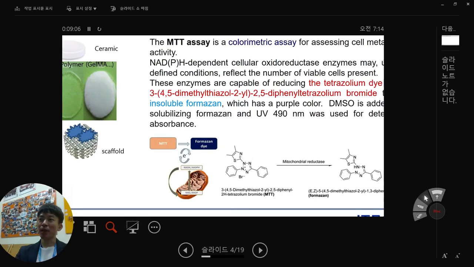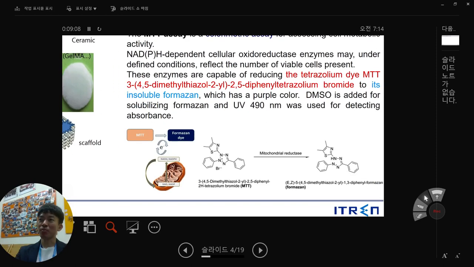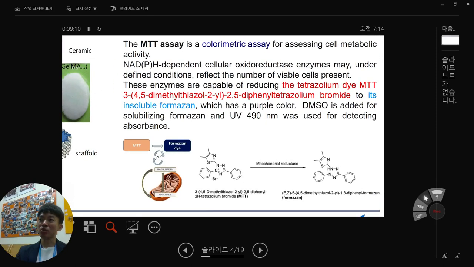So this is the MTT structure, very complicated. But anyhow, if you look at this, H is added, right? So MTT is reduced by your mitochondrial enzyme. At this time, the MTT is converted to insoluble formazan.